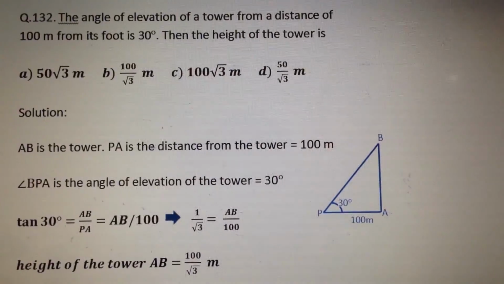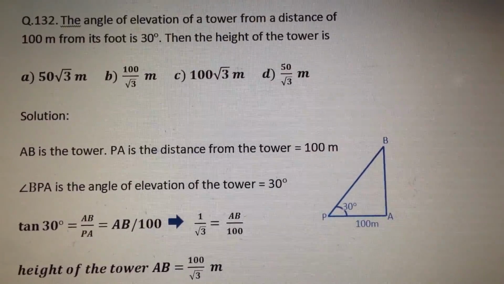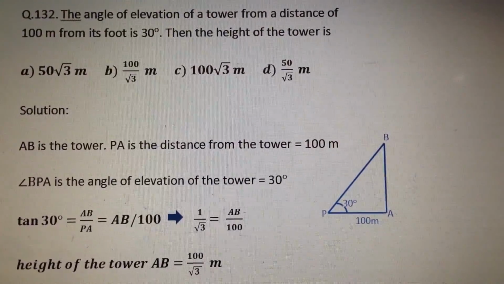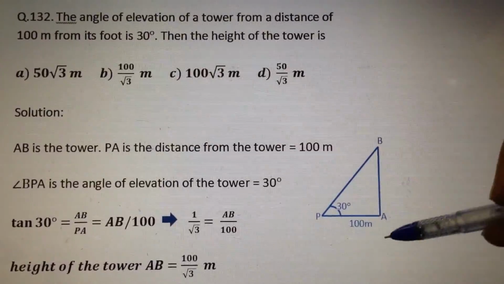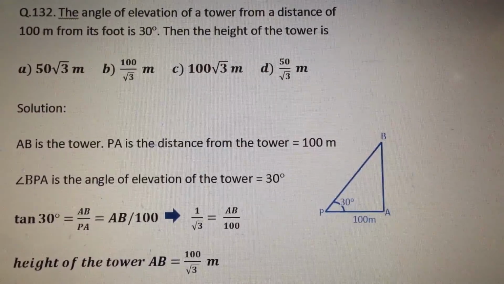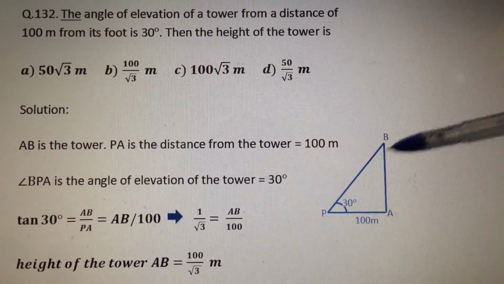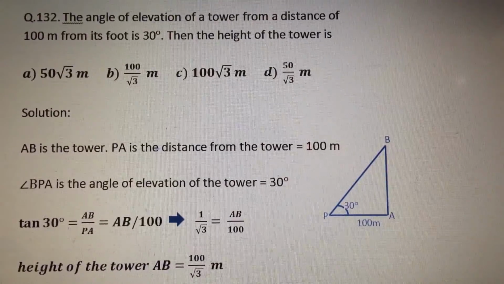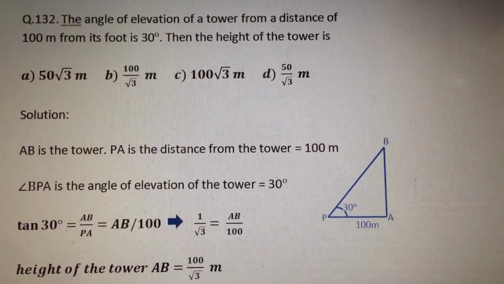Next question. The angle of elevation of a tower from a distance of 100 meters from its foot is 30 degrees. Then find the height of the tower. AB is the tower and PA is the distance from the tower. This is given as 100 meters. And the angle of elevation, angle BPA, is given as 30 degrees. Now we have to find out the height of the tower, that is AB.